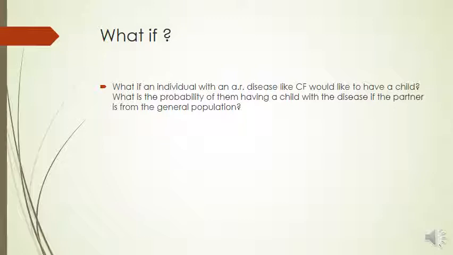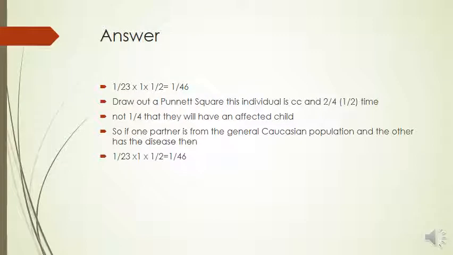What if an individual with an autosomal recessive disease like cystic fibrosis would like to have a child? What is the probability of them having a child with the disease if the partner is from the general population? So in this case, it's 1 out of 23 from the general population times 1, because we know that this individual has a disease, therefore has the gene, and it's 1/2. Now notice it's not 1/4, so draw out the Punnett square, and you will see that it is 1/2. And so 1 out of 23 times 1 times 1/2 equals 1 out of 46.